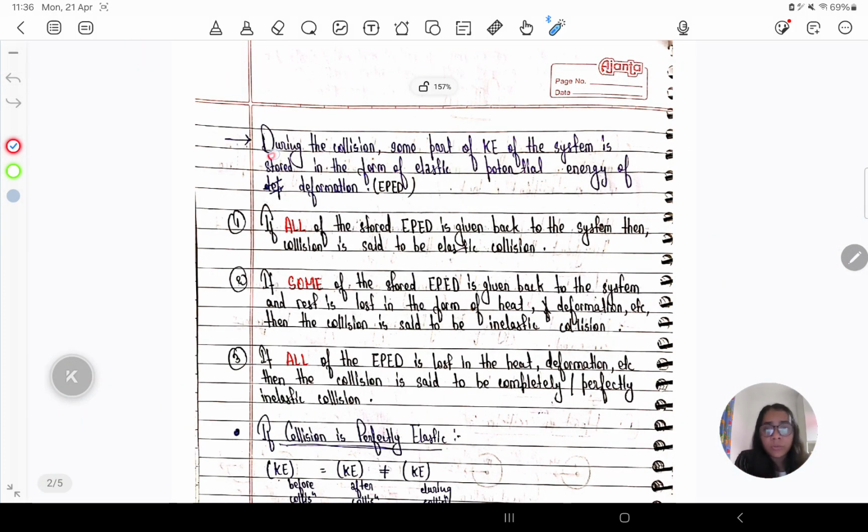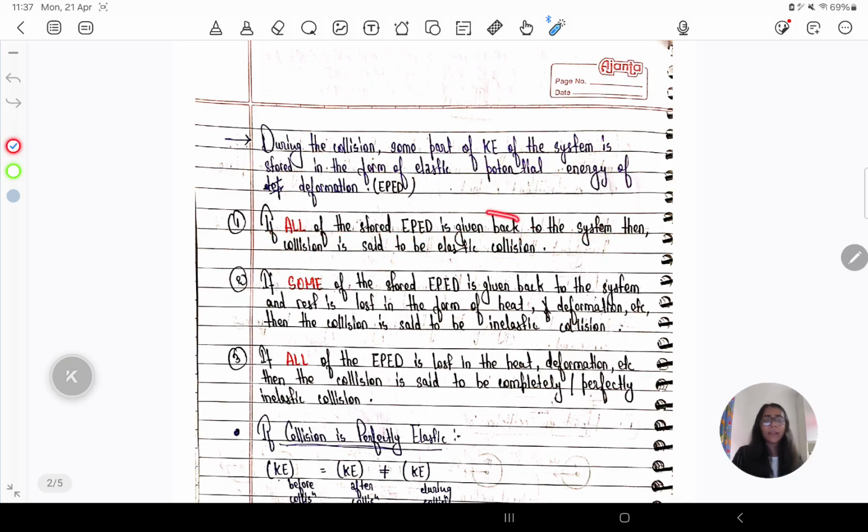Let's move on. During the collision, some part of the kinetic energy of the system is stored in the form of elastic potential energy of deformation, okay? So some kinetic energy during collision is converted and stored into elastic potential energy of deformation, that causes the deformation in the shape of the body. Now, based on how much deformation there is and whether this energy is given back or kept going forward, we define the different types of collision. If all of the stored elastic potential energy of deformation is given back to the system, then the collision is said to be elastic collision.